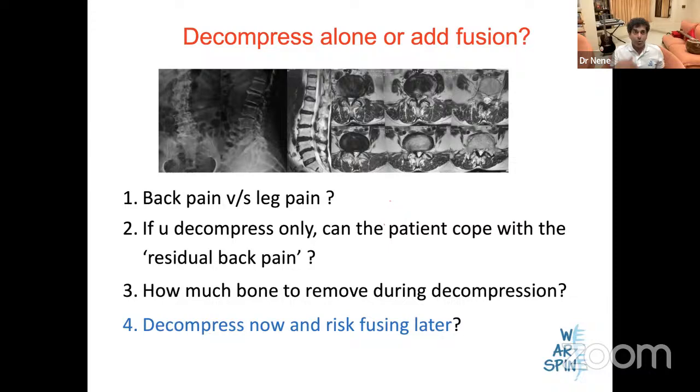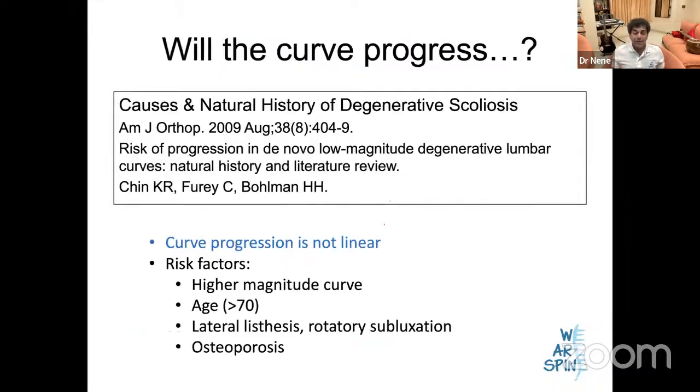And what are the chances that after 10 years, she comes with this advanced scoliosis? Now, there are very clear markers which tell you that this scoliosis is going to go out of control. And if you see these markers, and if the person is slightly younger, you may discuss this, weigh the pros and cons, and offer her a preemptive surgery for a scoliosis.